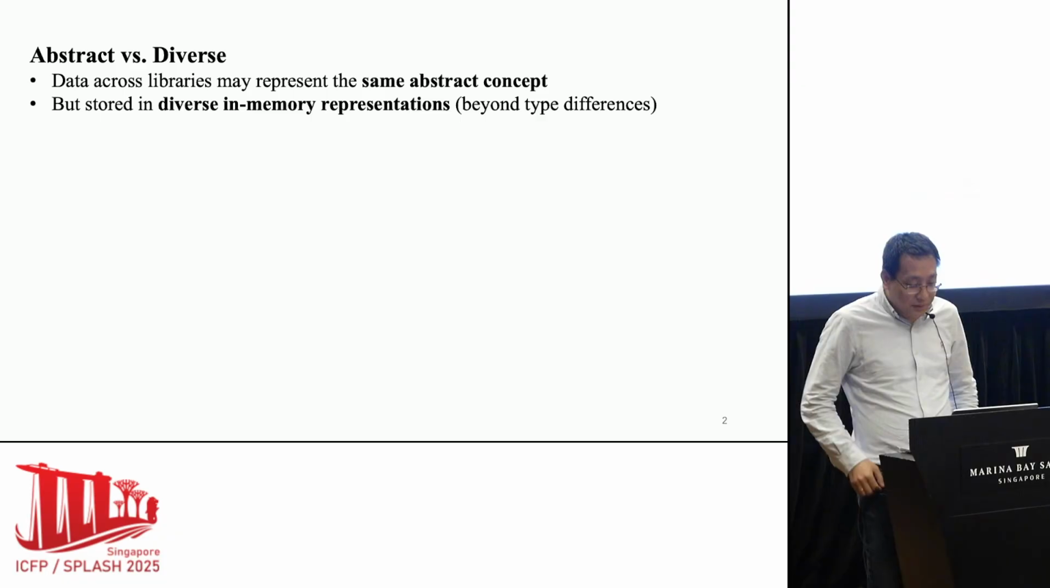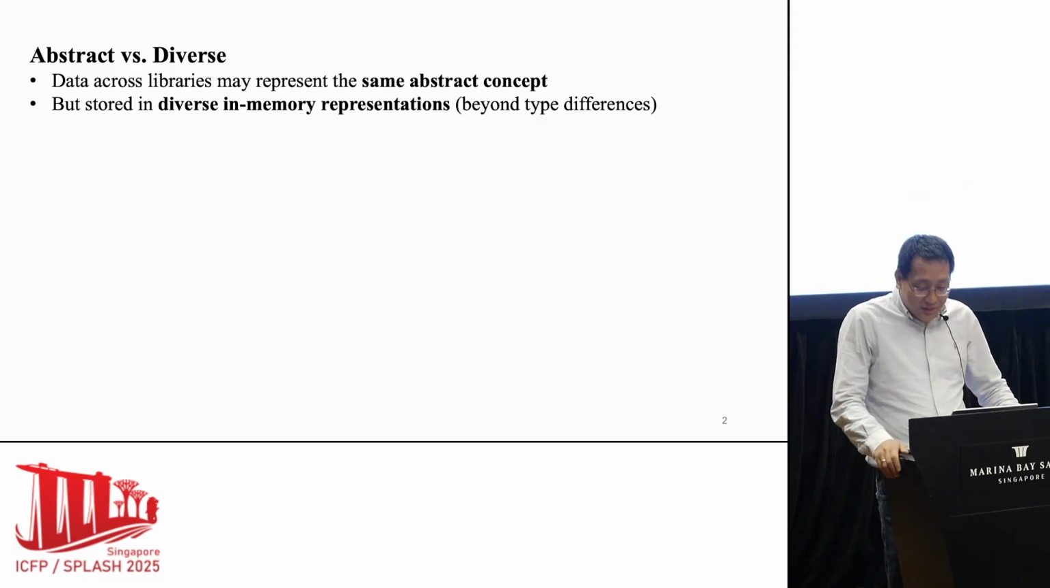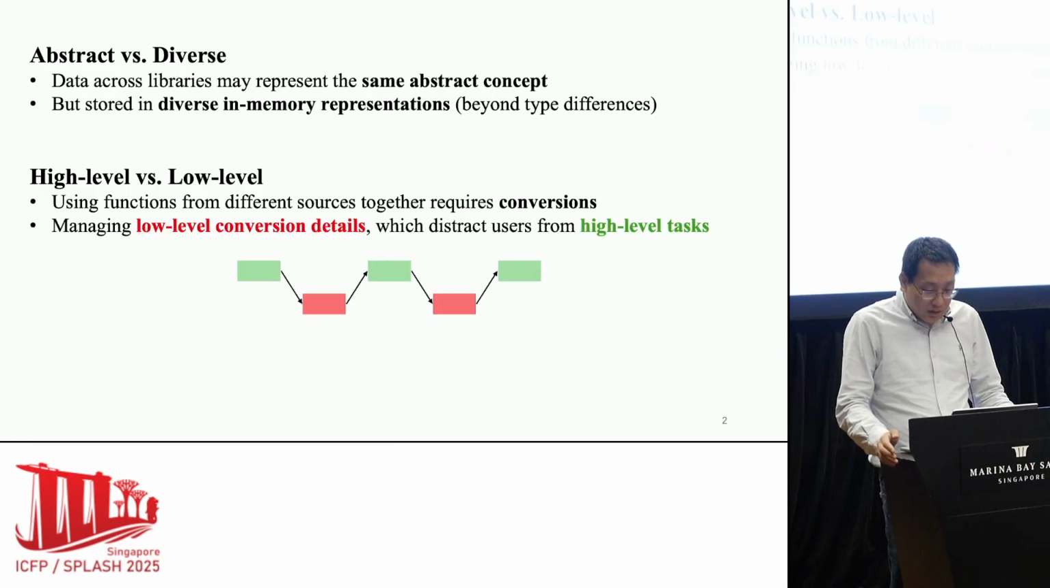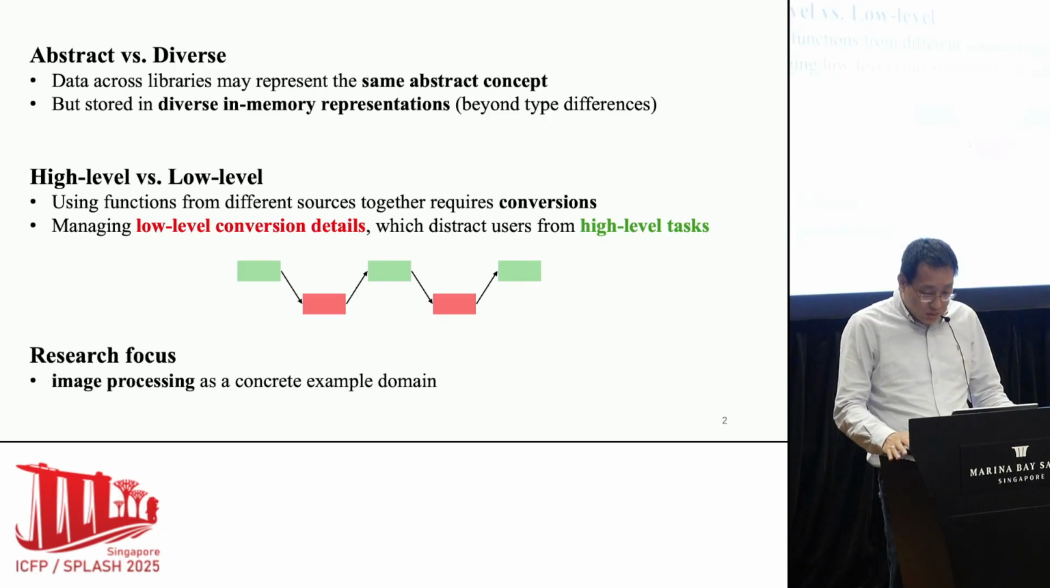In many domains, data across libraries may represent the same abstract concept, but it's stored in diverse in-memory representations. So when combining functions from different sources in a single program, this difference forces users to deal with the conversion details. Managing these low-level technical details distracts them from high-level tasks. So our research addressed this challenge, focusing on image processing as a concrete example domain.